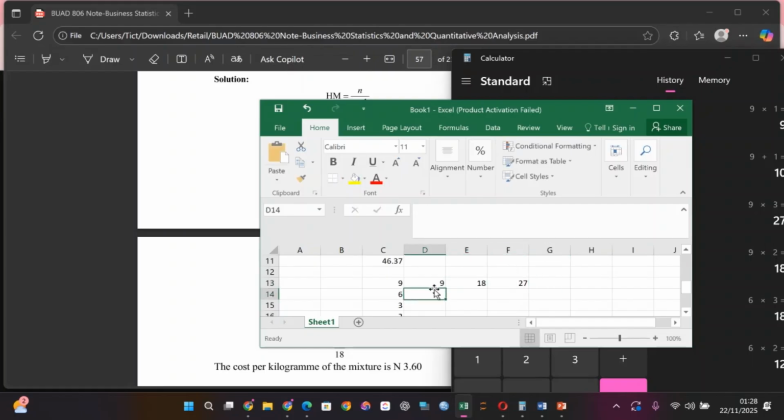So let me say, 6 times 1, I get 6. If you already know small maths, you don't have to do this and break it down. I'm just breaking it down so that you can understand what I'm saying.